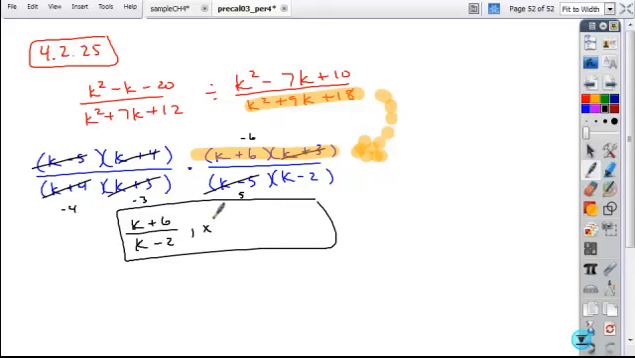So when I write down my domain restrictions here, k is not equal to negative 6, negative 4, negative 3, or 5. Okay? The fact that k can't be 2 is already shown in the simplified form, so I don't need to include that one.